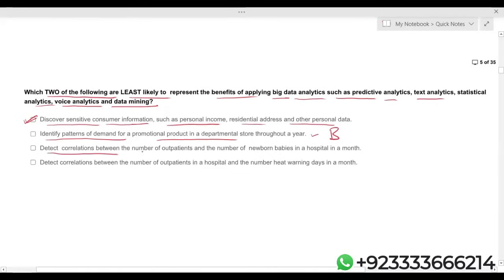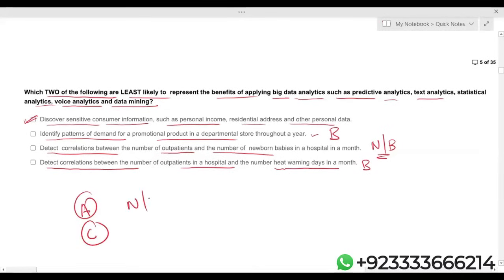Detect correlation between number of outpatient and number of newcomer. Not benefit. Basically, all these studies, big data, they cannot tell you this information. Detect correlation between number of outpatients in a hospital and number of heat warning days. That is a benefit. So basically, A and C, they are not the benefits.